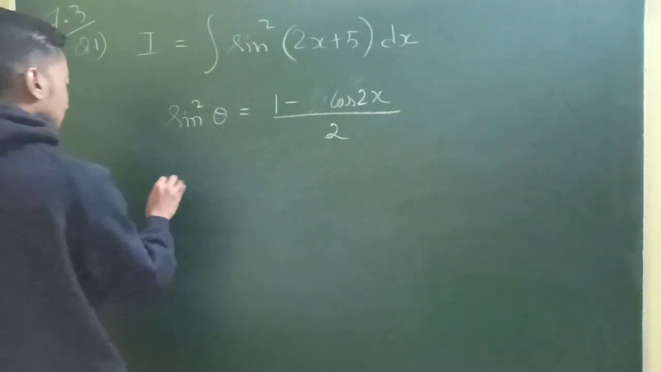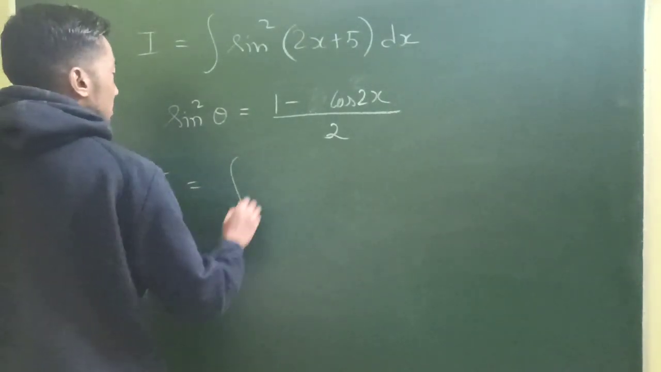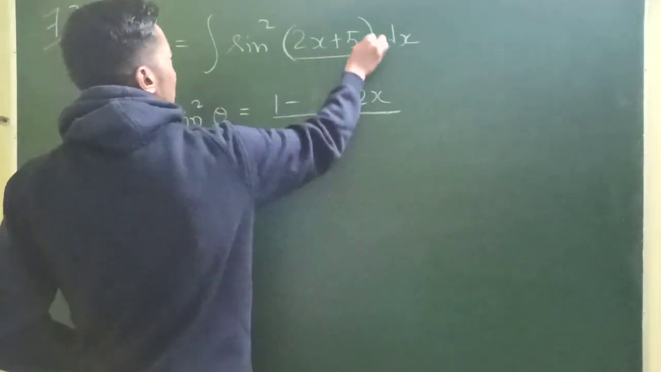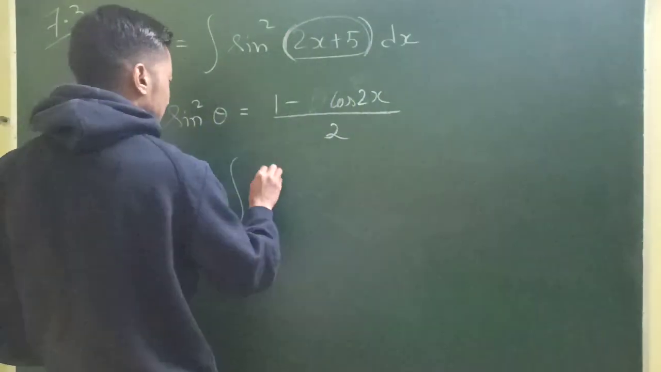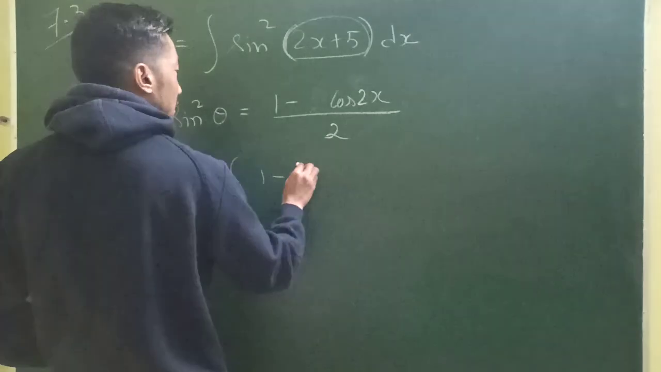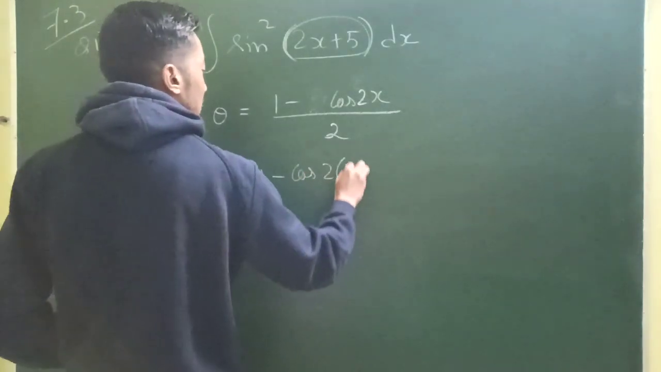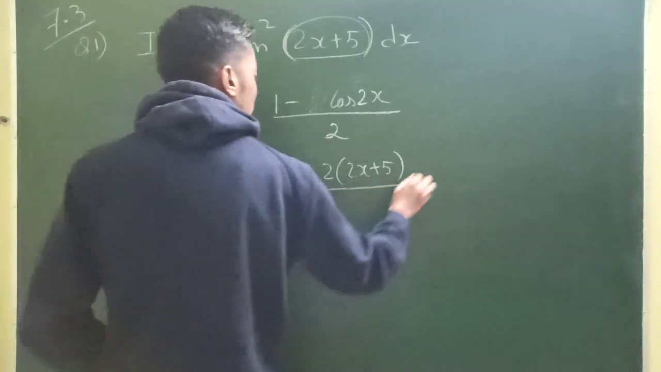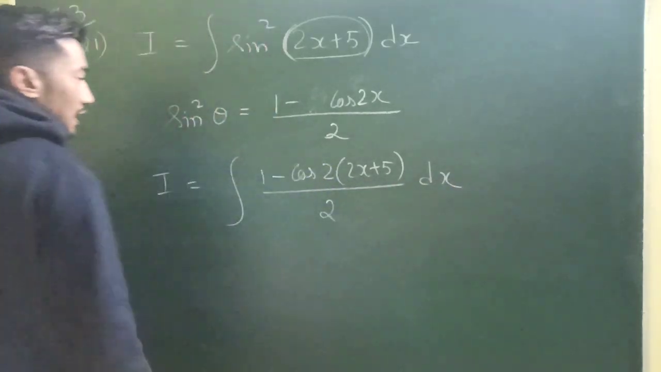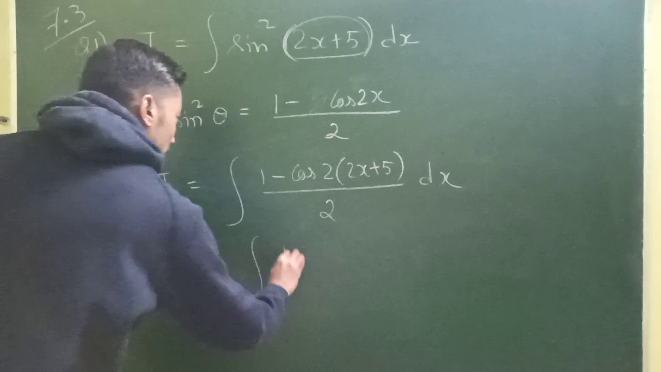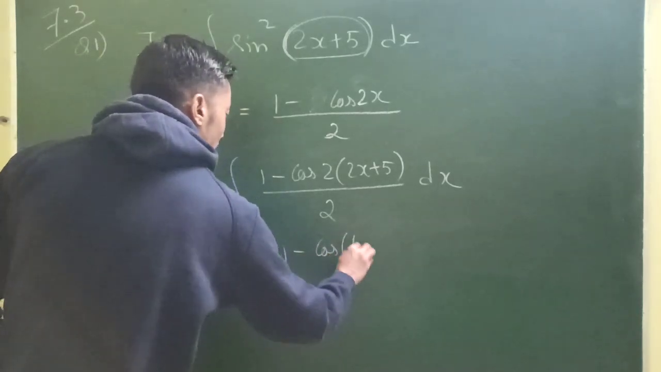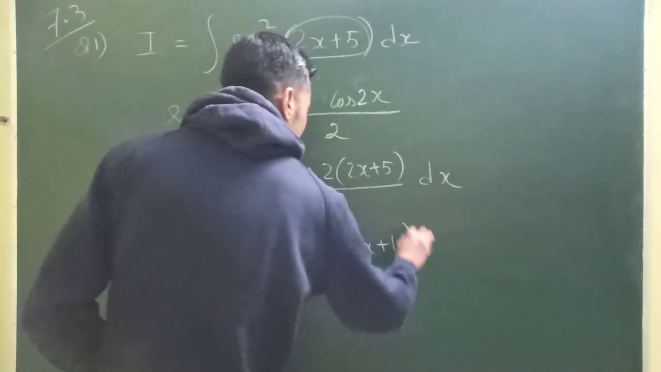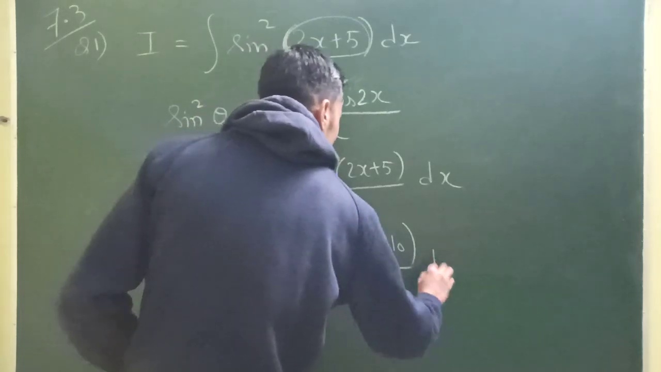So we will just apply that. So it becomes sine square of, of course, what is the value of theta here? 2x plus 5. I think by now we have had enough practice in differentiation and integration. So the integral of 1 minus cos of 2 times (2x plus 5) divided by 2 with respect to x, that will be simply 1 minus cos of 4x plus 10 upon 2.